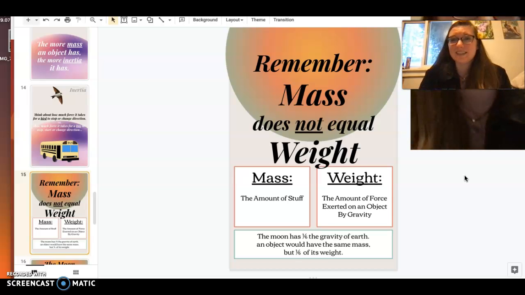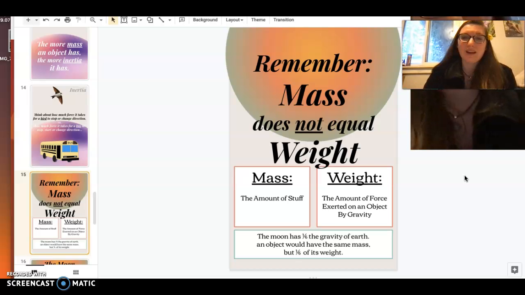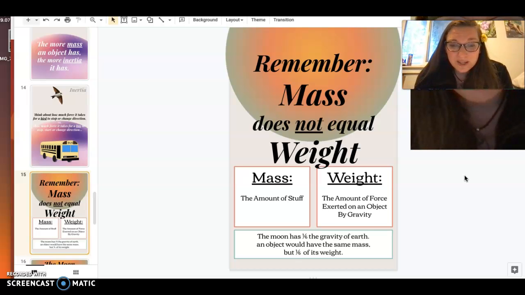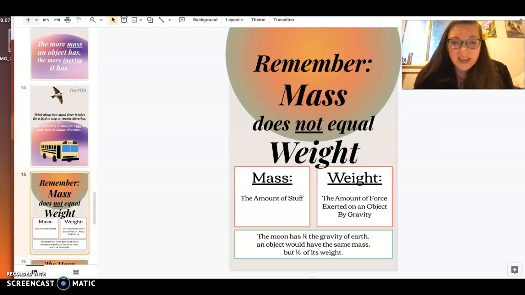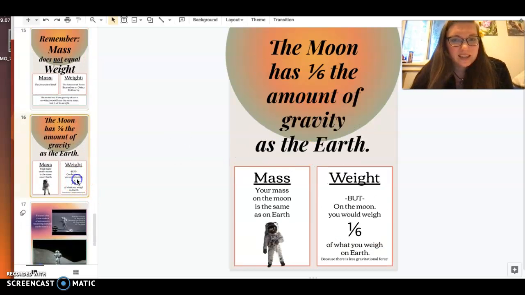Whereas weight is directly impacted by how much force of gravity there is. So on Earth, I might weigh like 180 pounds, but on the moon, since the moon has a sixth of the gravity, I still have the same amount of mass. I'm still the same person with the same amount of stuff in me. But if I'm on the moon, I'm going to weigh a sixth of that, because there's a sixth the amount of gravity. So here's just basically what I just said.